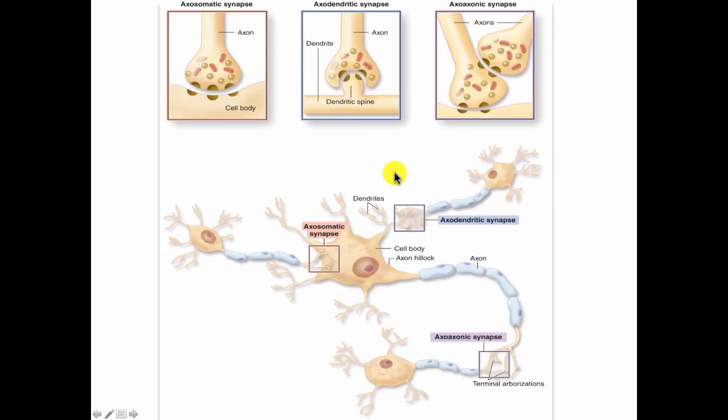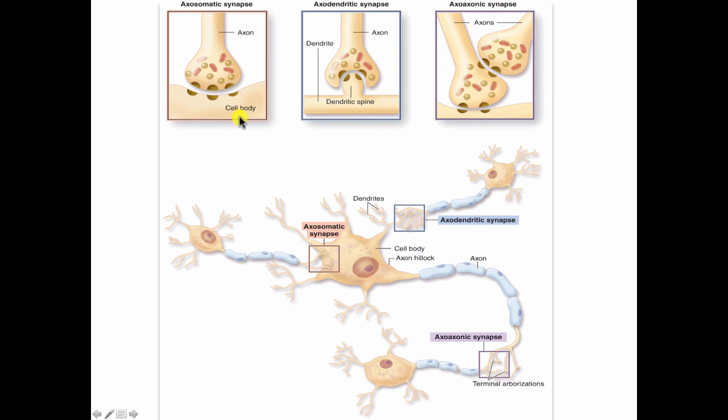We're not going to study synapses here in this course because that is such a vast and specialized topic, but you should know that there are three major types of synapses: synapses between the axon and a cell body, an axosomatic synapse; synapses between axons and dendrites, and these occur through a little spine on the dendrite called a dendritic spine; and synapses between axons and other axons called axo-axonic synapses.